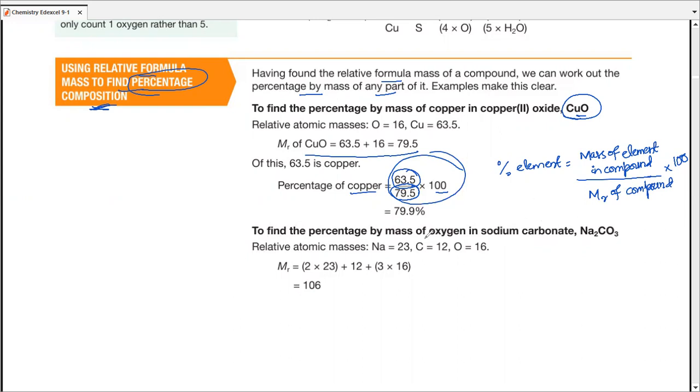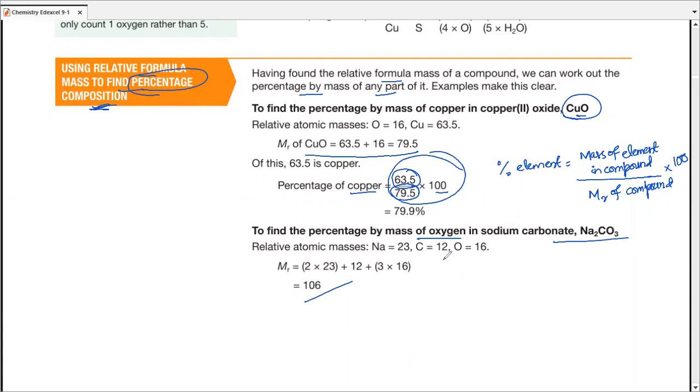Now, he has also tried to calculate the mass of oxygen in sodium carbonate. So the Mr is 106. Why don't we go ahead and finish this example up? Find out how much oxygen is present in percentage by mass in sodium carbonate, Na2CO3.